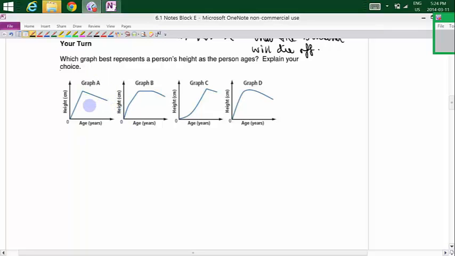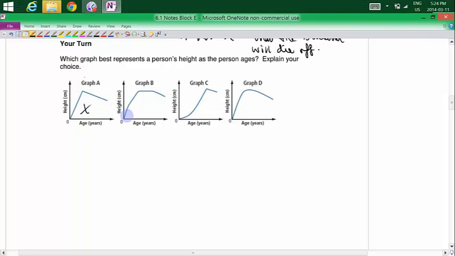So this one probably is not a good choice, right? No. So in the next one, you have some rapid growth, and then it slows down a little, but you're still growing, all right? And then you reach this height, which you stay for a number of years, and then you drop off slightly. So B is a possibility.